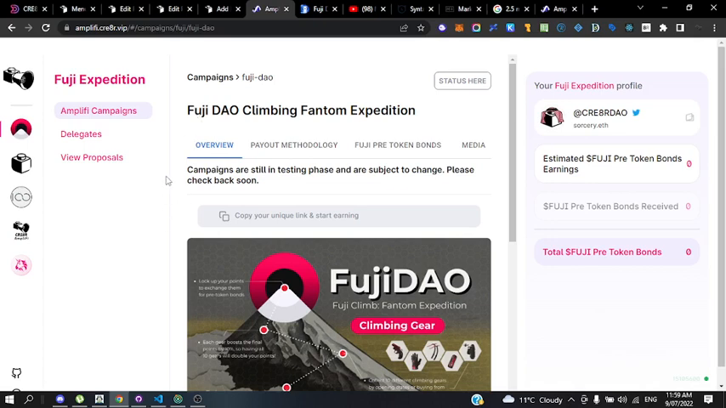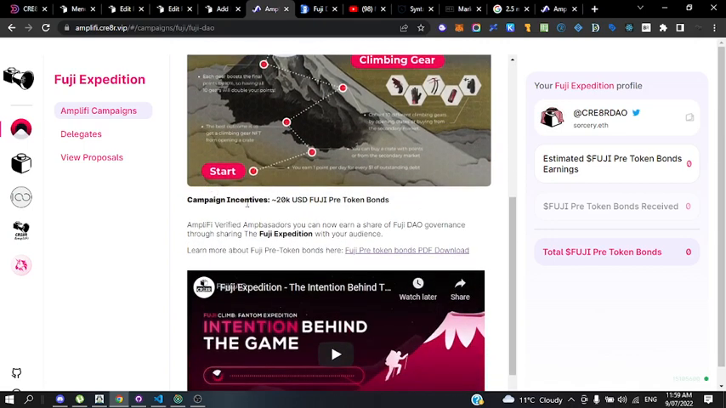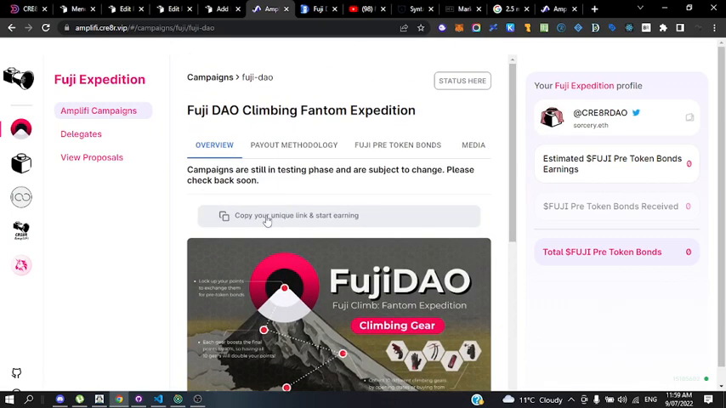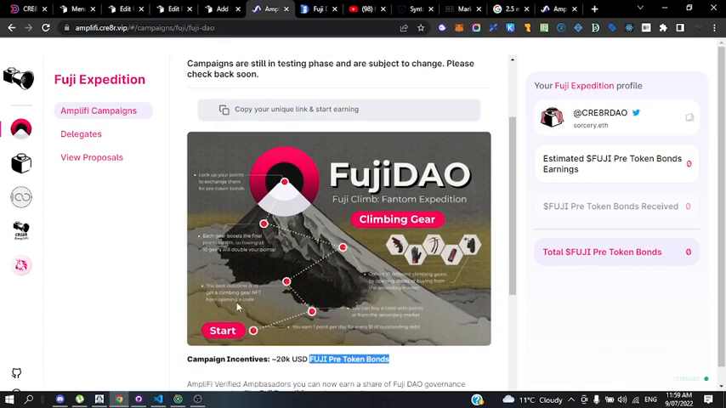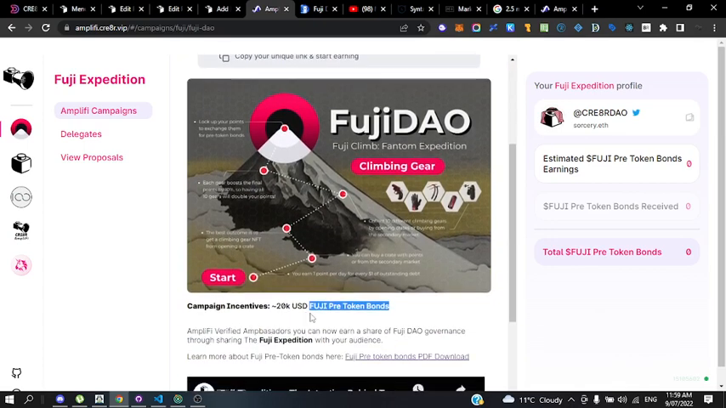So an AmpliFi campaign has a budget. This particular campaign has a budget of 20,000 USD worth of Fuji pre-token bonds. Essentially what that means is that anyone participating in this AmpliFi campaign by copying a tracking link and sharing it can earn their share of this 20K USD Fuji pre-token bonds.